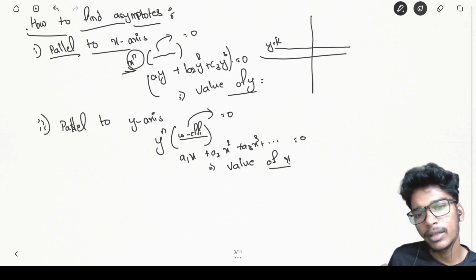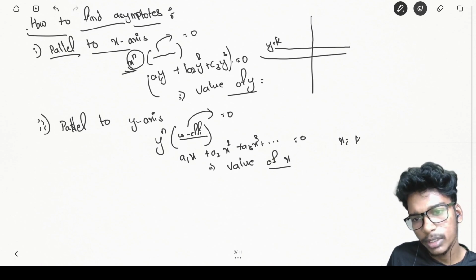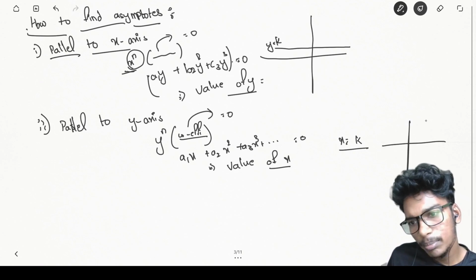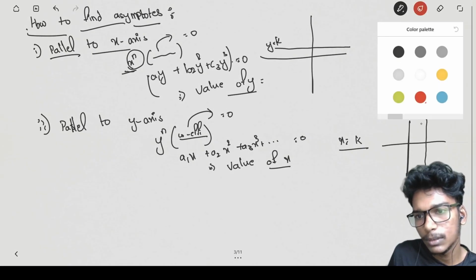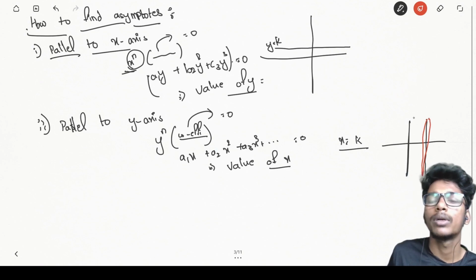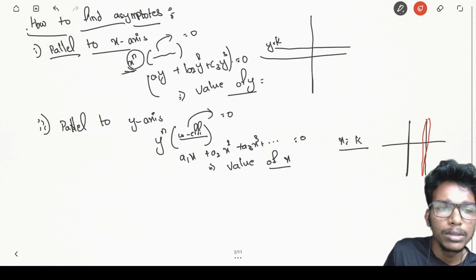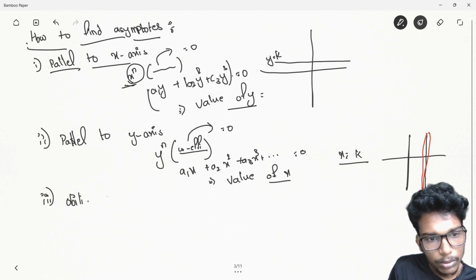Those values of x are the equations of asymptotes. X equal to some constant is the equation of asymptote. That in the sense, it will be a line parallel to y-axis. So it's a line parallel to y-axis, it's going to be the asymptote. Now we have to find an oblique asymptote.